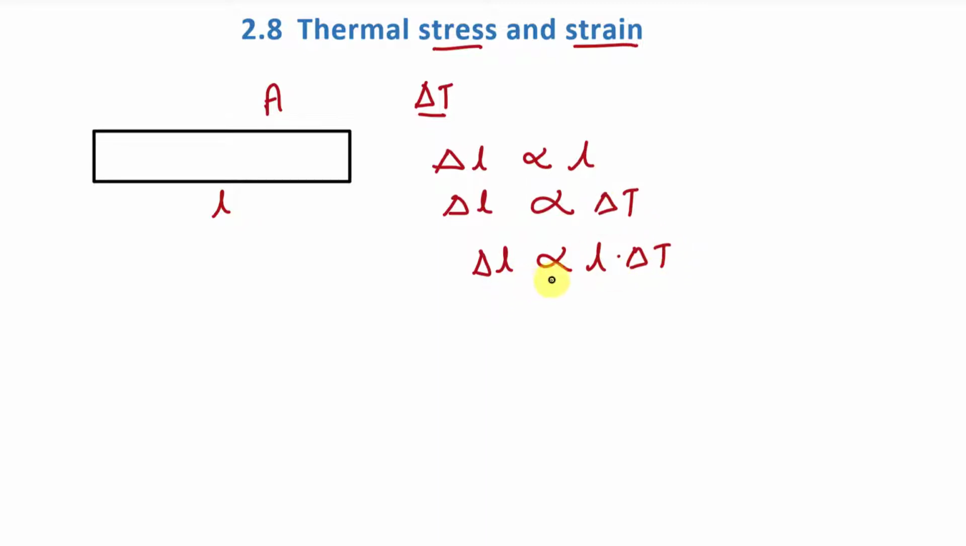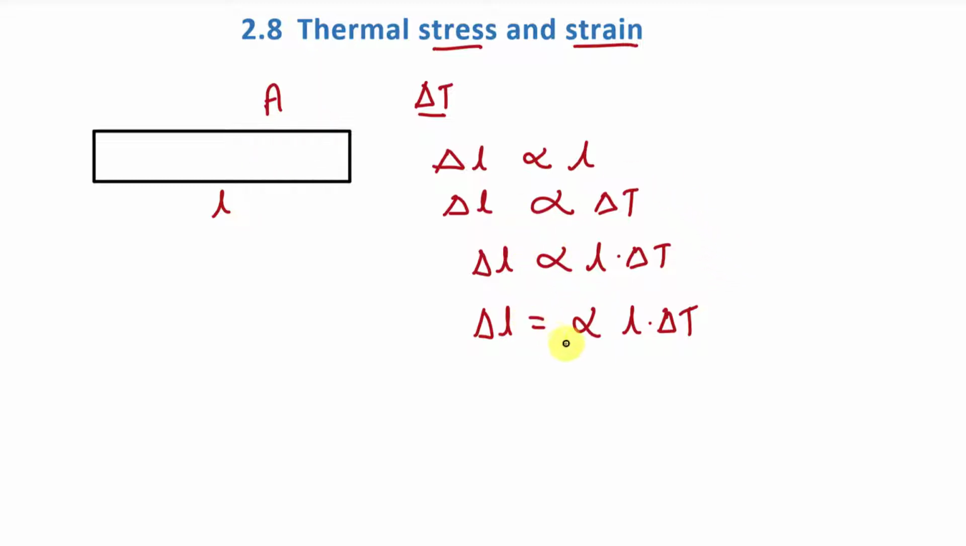And if we want to remove this proportionality sign, then we have to put a proportionality constant. So it will be delta L is equal to alpha L into delta T. Here this is the proportionality sign and this is alpha, the proportionality constant. Okay? And this alpha is called the coefficient of thermal expansion, which is a property of the body.